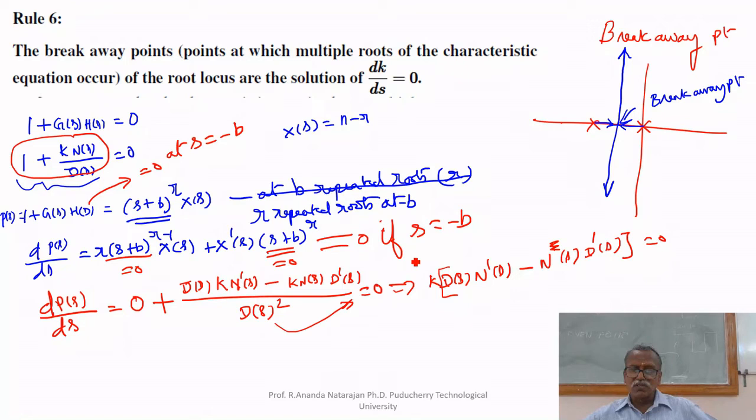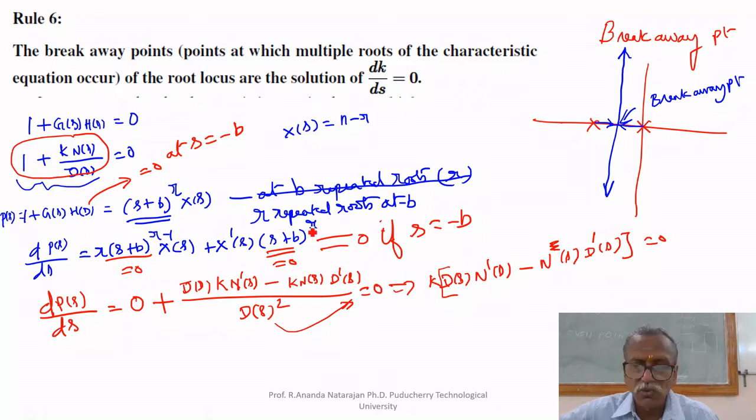So, to find repeated roots, we have to find d of s multiplied by n dash of s minus n of s multiplied by d dash of s equal to 0. If you equate that, you will get repeated roots.